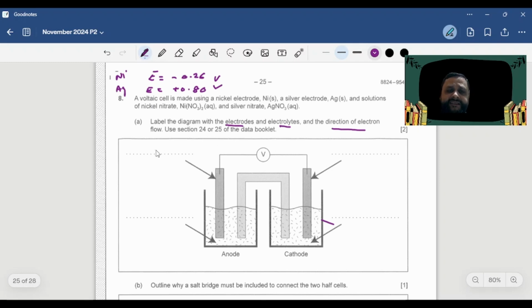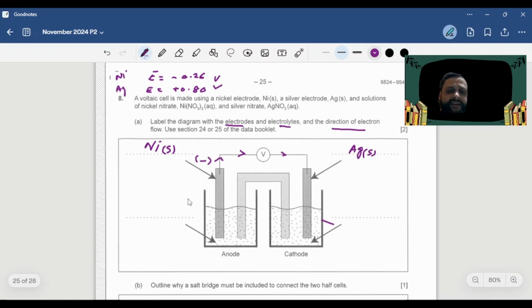So hence we can write here nickel solid. So this will be the nickel electrode, and oxidation takes place at the anode. The anode will be negatively charged here. So electrons will leave through here. This will be the direction of electrons, and they will move towards the cathode. So the cathode is made up of silver solid. The cathode is where reduction takes place.